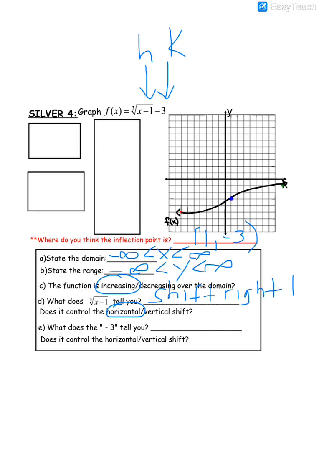What does the -3 tell you? That's the vertical shift, and it tells the truth. It's shift 3 down, or down 3.